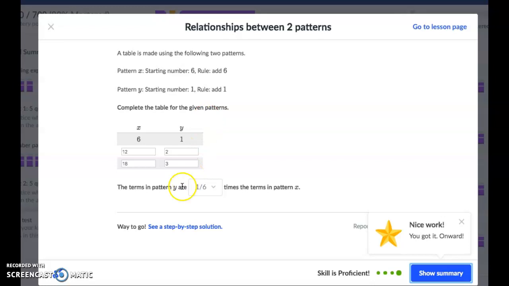And that one can be a little bit tricky. So the one way that I like to think of it is knowing that 1 times 6 is 6. So if 1 times 6 is 6, that means that 1 is 1/6 of that number. Another way you can think of it is knowing that if you look at the fraction, 1 out of 6 is 1/6.